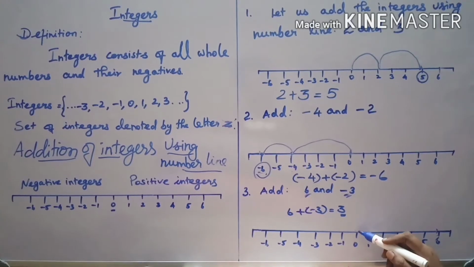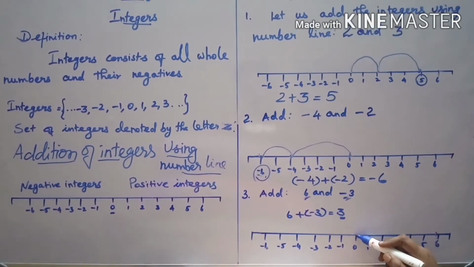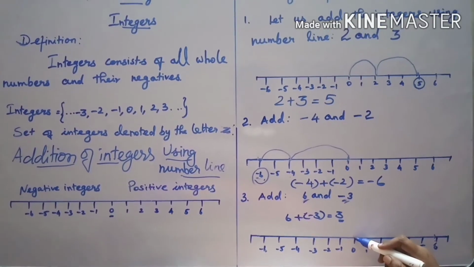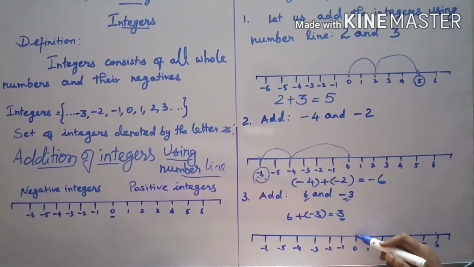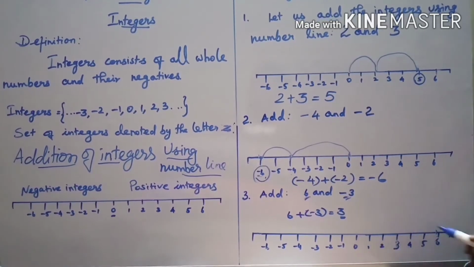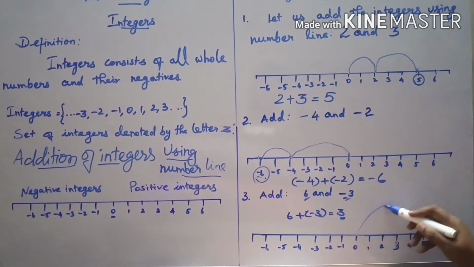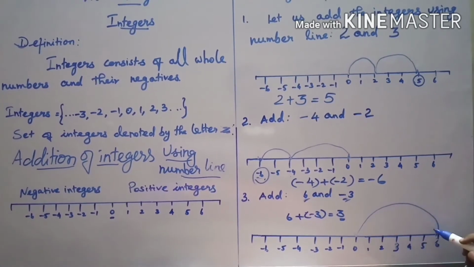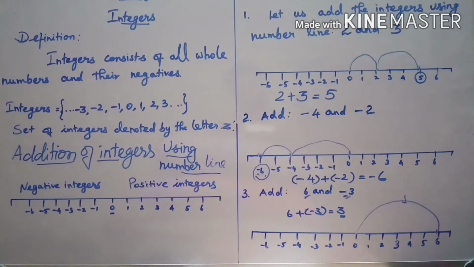Listen here. Start from 0. 6 is a positive number. We have to move 6 steps in the forward direction, that is from 0 to 6. 1, 2, 3, 4, 5, 6. 6 is a positive number, so you have to move forward, right?